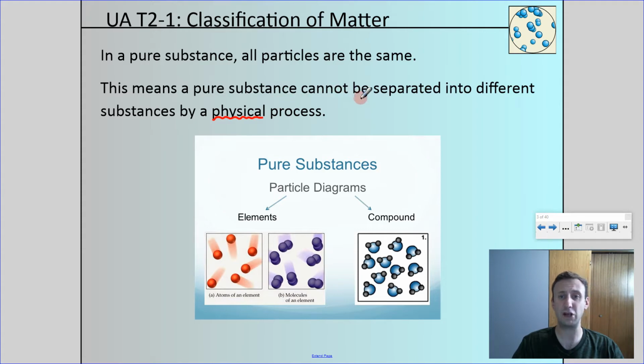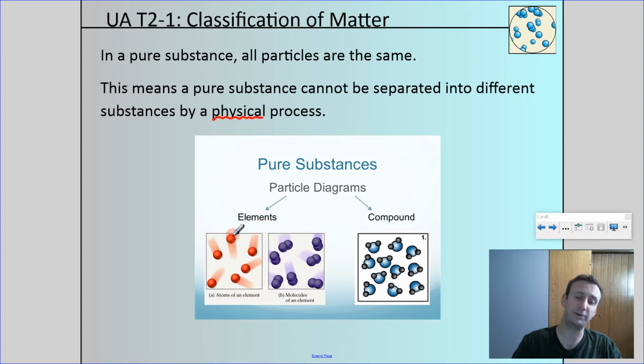This means a pure substance cannot be separated into different substances by a physical process. We're going to talk about physical processes later on, okay? But by physical process, I mean things like distillation, filtration, crystallization. So I'll give you an example. If I had salt water, I could actually separate the salt from the water by letting the water evaporate out, and I'd be left with the salt crystals. So that would be a mixture because I have more than one thing that could be separated by a physical process. Pure substances cannot, because I have only one type of particle there.